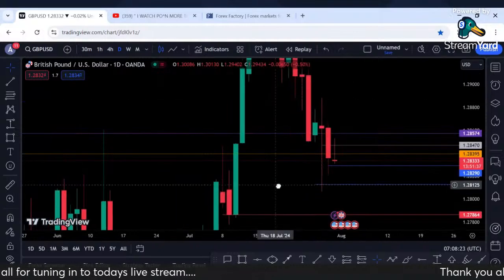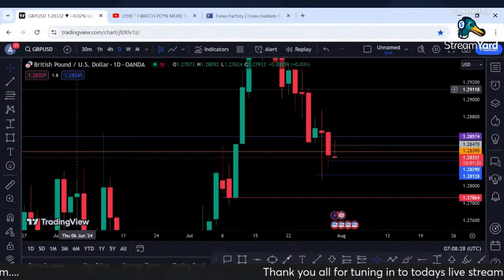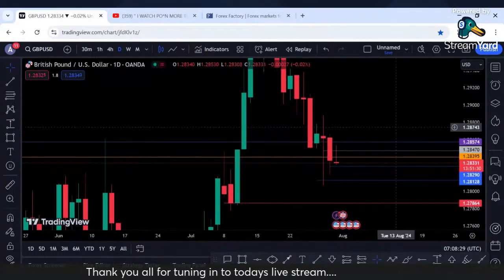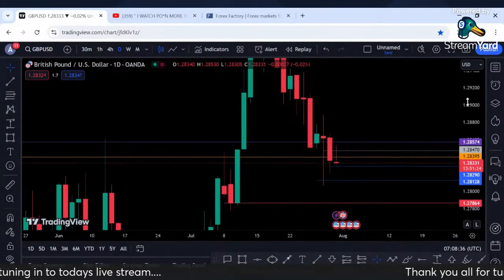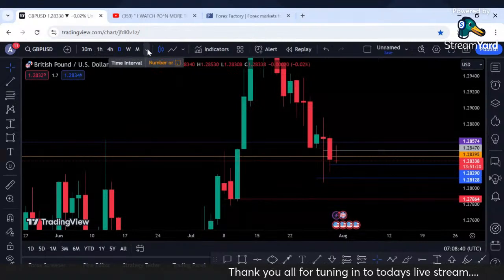This is a daily time frame. For every day, one candle is formed. Okay, so if you want to see the time frames, they are here.